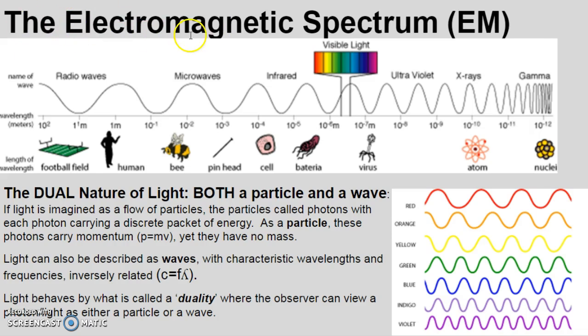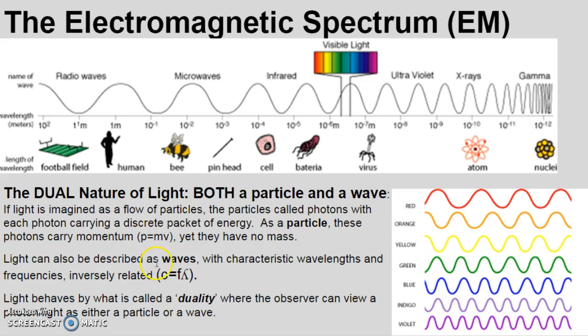So voila, light is born. So all of a sudden now we have the electromagnetic spectrum. We have this pure energy that's formed. But it's not as simple as that. The dual nature of light. Light can be both a particle and a wave. If light is imagined as a flow of particles, the particles called photons, with each photon carrying a discrete packet of energy. As a particle, these photons carry momentum, yet they have no mass.